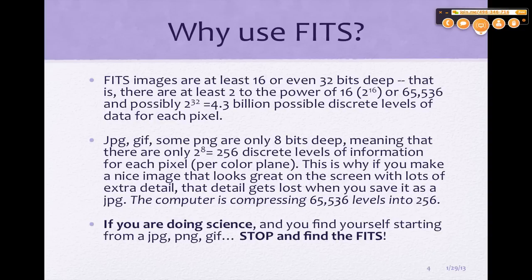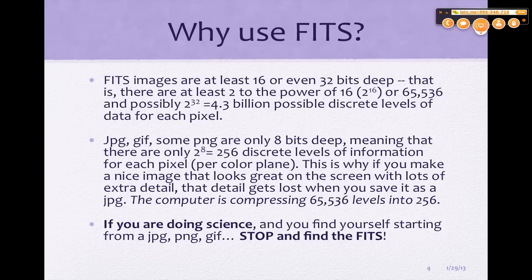FITS images are at least 16, sometimes even 32 bits deep, and by that I mean each pixel on the screen has within it 2 to the power of 16 or 2 to the power of 32 different possible levels of numbers. So there can be at least 65,536 different shades of gray possible, possibly 4.3 billion possible discrete levels of data for each and every pixel on the screen. The images that are more common, like JPEGs, GIFs, and PNGs, are only 8 bits deep, which means there are only 256 shades of gray in each pixel.